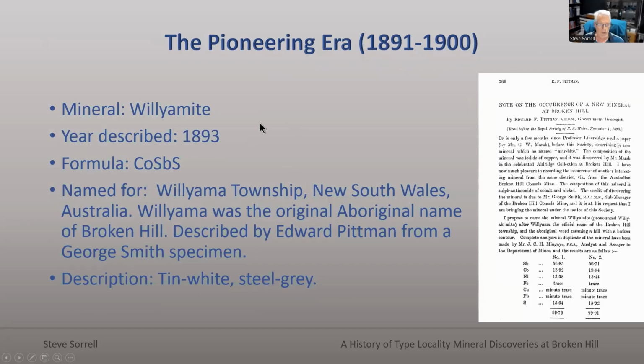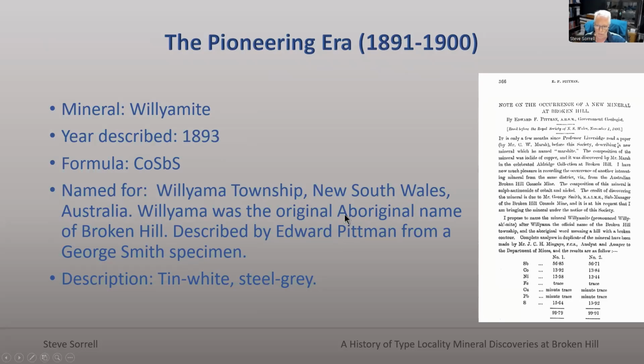The next mineral that occurred was williamite, and that's a cobalt antimony sulfide, and it's named for the Williama township, which was the original Aboriginal name for Broken Hill. And it's a metallic tin white steel grey mineral.